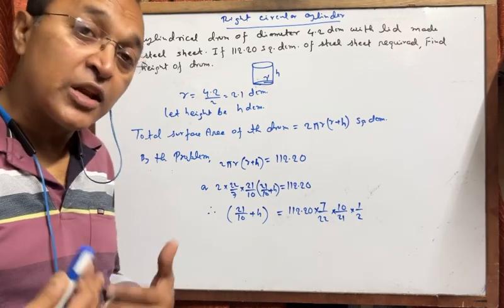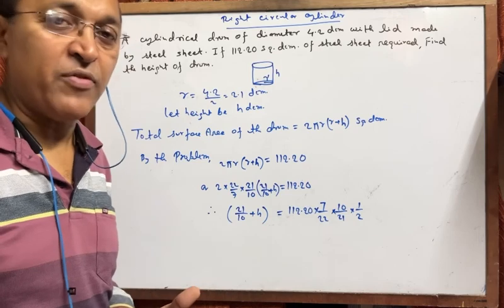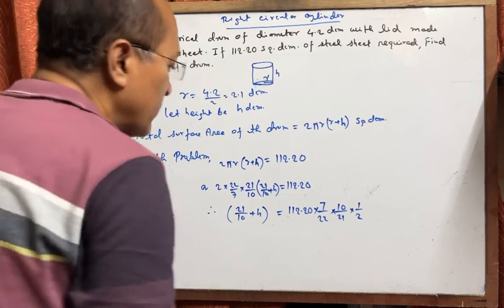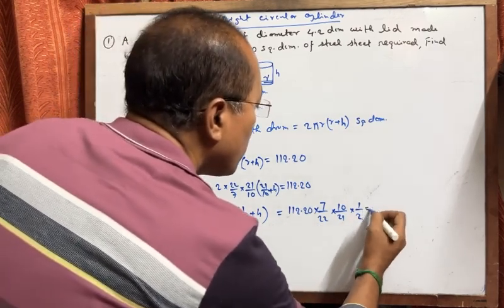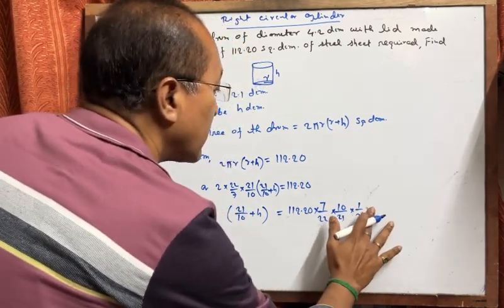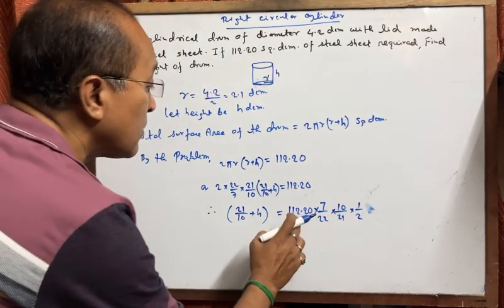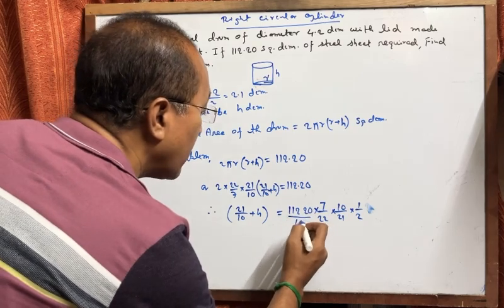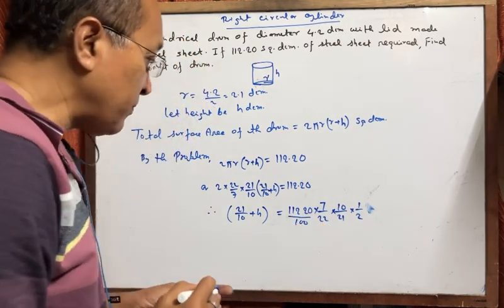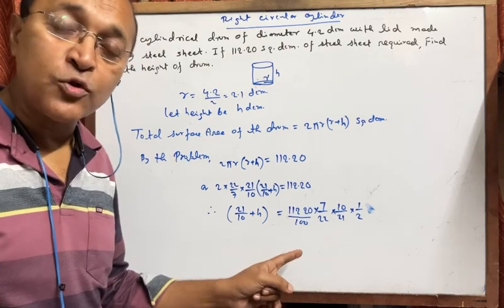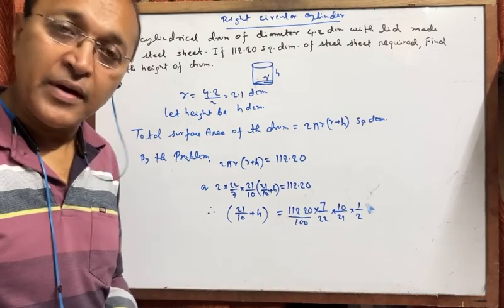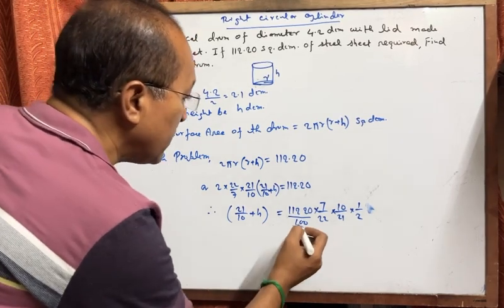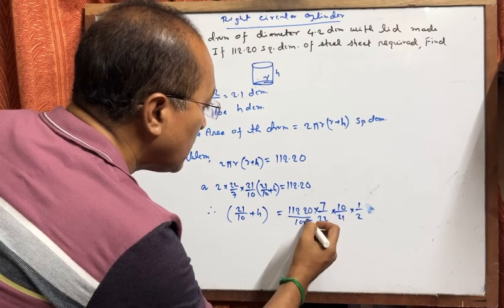As many calculations as you do, you will be more perfect, you will be more confident, right? Now, if you do the calculation, we can write one thing. 112.20 we can write as 11220 divided by 100. So all the decimals are being converted to fractions, right? So let's do the calculation.